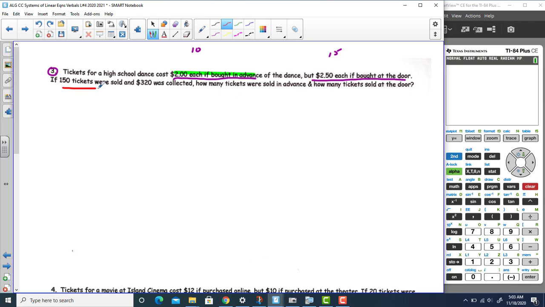If 150 tickets were sold and $320 was collected, how many tickets were sold in advance and how many tickets were sold at the door? So that's what we don't know, and that's where our let statement is going to begin. You should try and practice writing a let statement. And it's not a bad idea to pause the video and say, okay, if I'm missing the number of advance tickets and door tickets, I have an idea of how I might write that. Give it a shot.